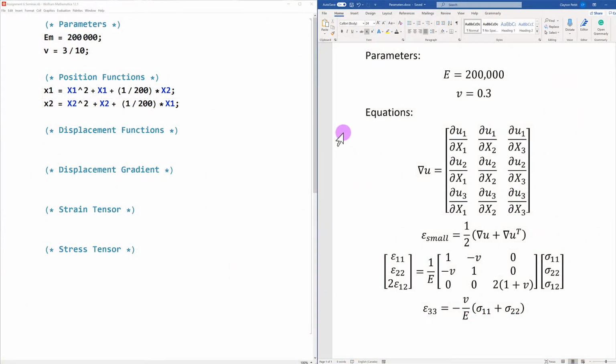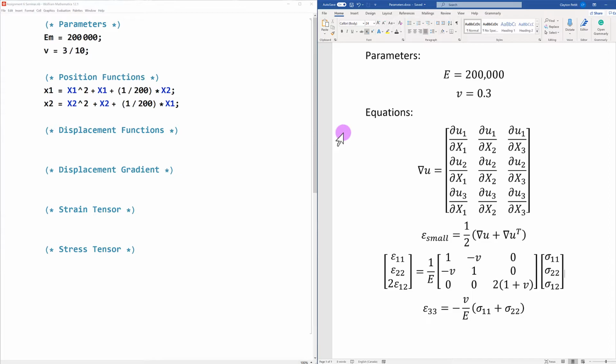Alrighty guys, welcome to Mathematica. As you guys can see on the left-hand side, we have our Mathematica notebook. So this is where we're going to be doing all of our calculations. And then on the right-hand side, just for reference, I wanted to show you both the parameters that were given, as well as some useful equations that I'm going to be throwing into Mathematica.